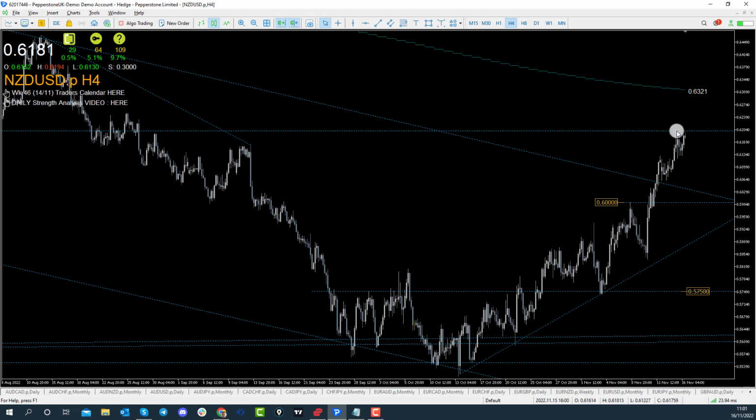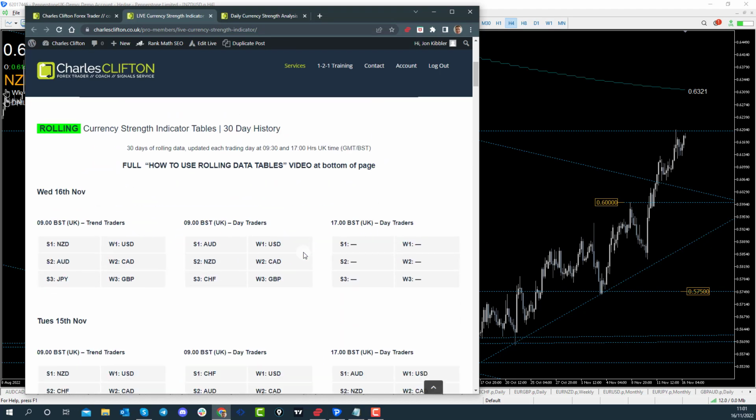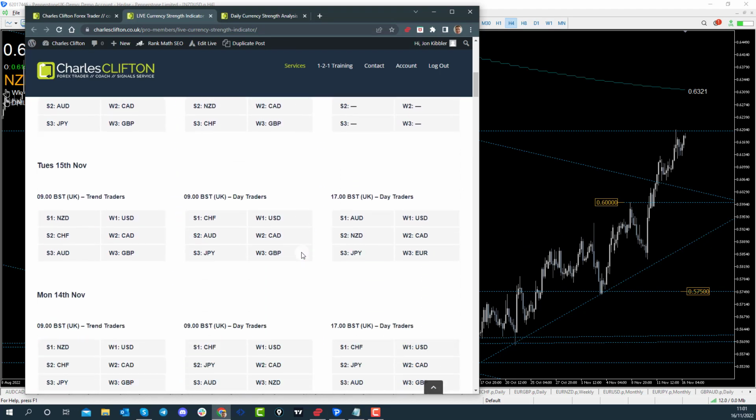So if I was a day trader, I probably wouldn't be looking to see if price would break through this level at the moment. I would also be looking to see if price would fade back from this point. So as a day trader, you may actually want to be watching the day trader side of the table to see if the New Zealand starts to fall away from that side. You can see that actually, if I just bring that in, we can see that New Zealand has dropped to S2.